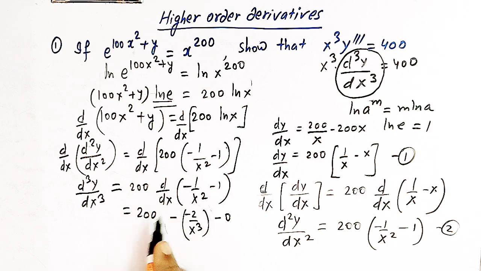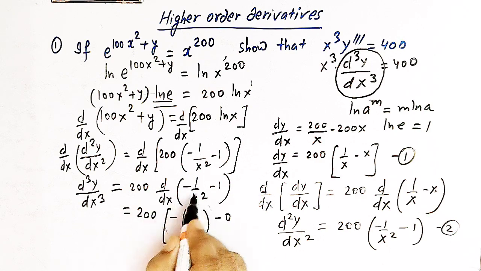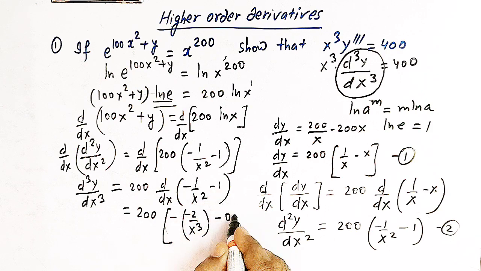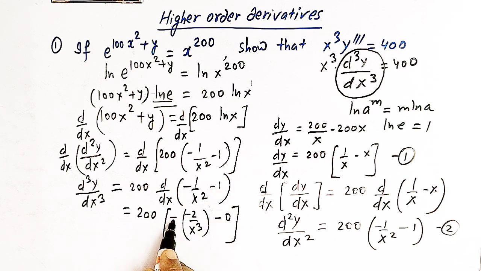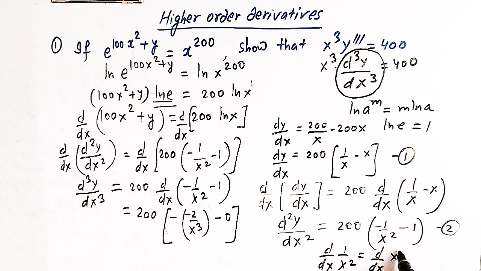So now the derivative of minus 1 over x square minus 1 is given by plus 2 over x cube. Let me explain: the derivative of 1 over x square can be written as d by dx of x raised to minus 2. So this is minus 2 times x raised to minus 2 minus 1, which is minus 2 times x raised to minus 3. So this is minus 2 over x cube.